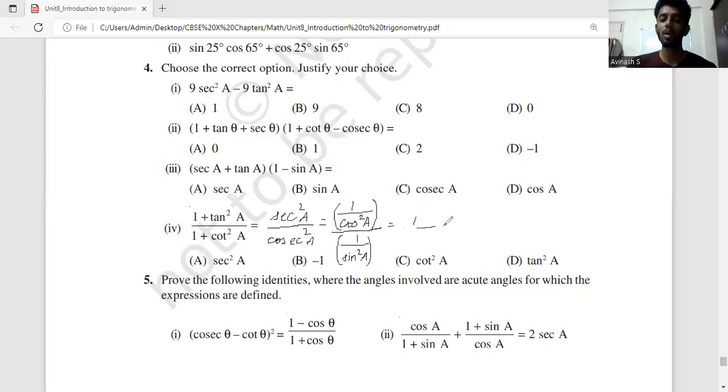In the next step, 1 by cos square a remains the same, whereas 1 by sin square a goes to the numerator and becomes sin square a by 1. Now, this can be combined and written as sin square a divided by cos square a. 1 into sin square a is sin square a, and cos square a into 1 is cos square a. So we know that sin by cos is tan. Therefore, sin square a by cos square a is tan square a. So the answer is option D.